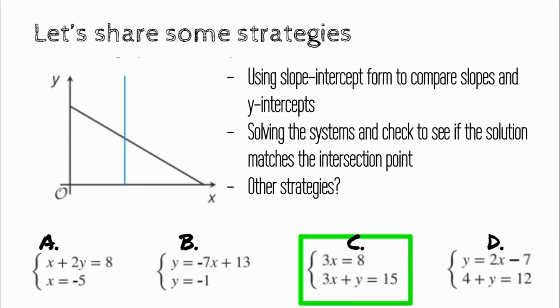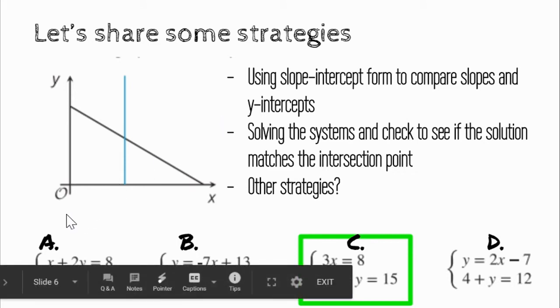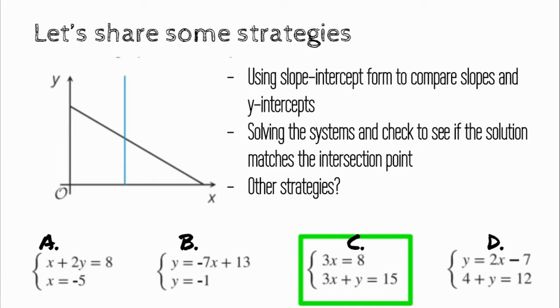System D does not work because the graph for y equals 2x minus 7 would have a positive slope and a negative y value for the y-intercept, neither of which match the given graphs. So it would have a positive slope and the y-intercept would be down here, which leaves us with system C.